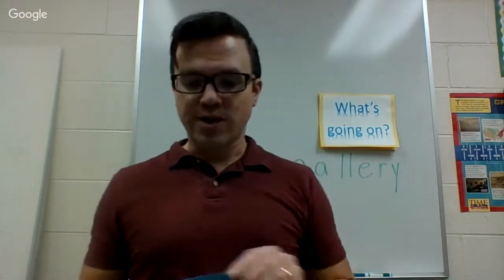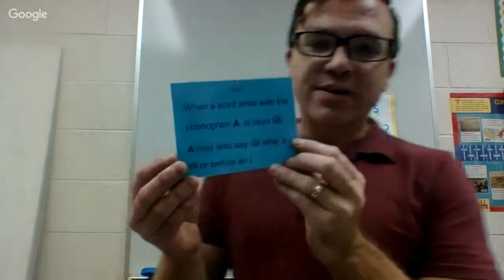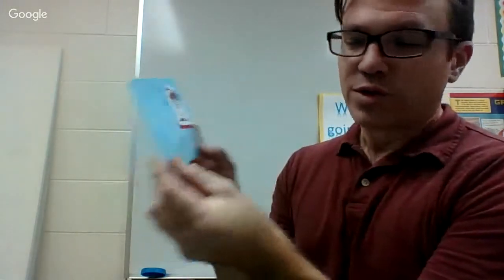Well, here's what's going on. Let's look at the back of our Waldo rule. See if you notice the word always. It says, when a word ends with the phonogram A, it says ah. A may also say ah after a W or before an L.